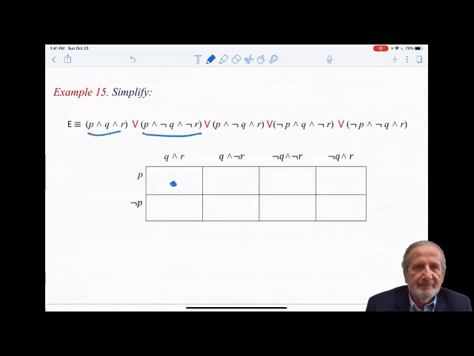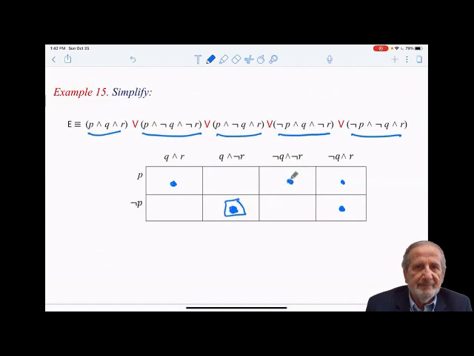P not Q, not R. P not Q, R. Not P, Q, not R. Not P, not Q and R is right here. Now here you notice that this one here has to stay alone. It doesn't have any neighbors. So this one is boxed by itself.